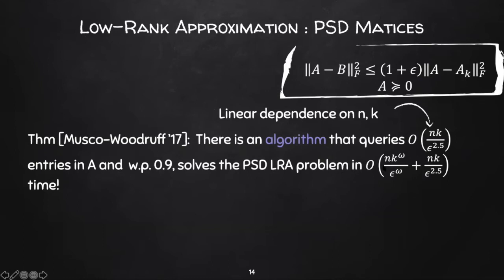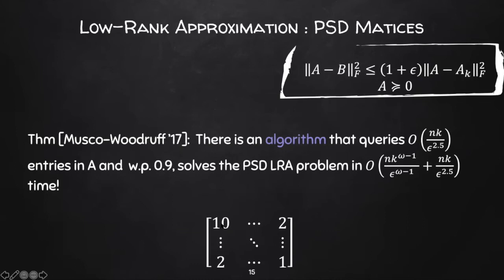Further, the running time is linear in n and polynomial in k or epsilon. You can think of the algorithm of Musco and Woodruff as follows. Given query access to the input matrix A, it reads nk over epsilon to the 2.5 entries, and based on just reading these entries, outputs a low-rank approximation to A. Consider the special case of this problem where the input matrix A itself is low rank. Then this guarantee implies that by reading really few entries in the matrix, we can recover A exactly.